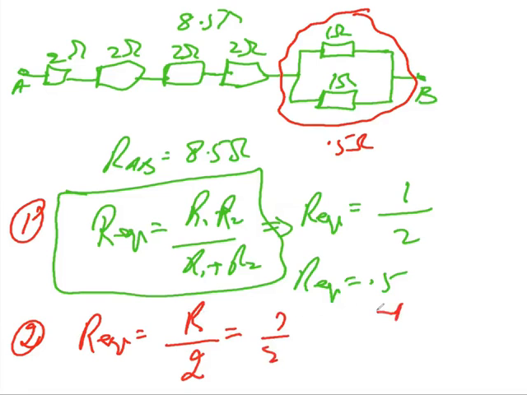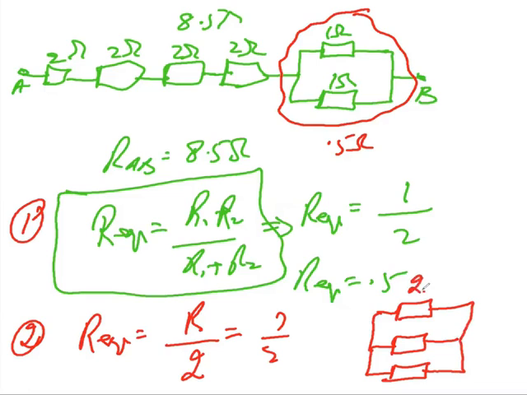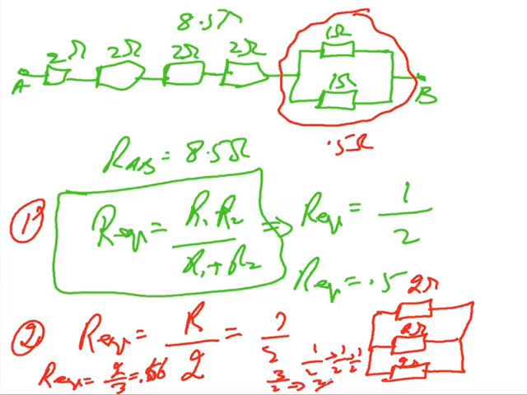If they are like this, 3 resistors and each value is 2 ohm, 2 ohm, 2 ohm, then your R equivalent should be equal to 2 divided by 3, which is 0.66. You will get 0.66 ohm. And you can also check it: 1 by R equivalent is equal to 1 by 2 plus 1 by 2 plus 1 by 2. That should be equal to 3 by 2, so R equivalent is 2 by 3.